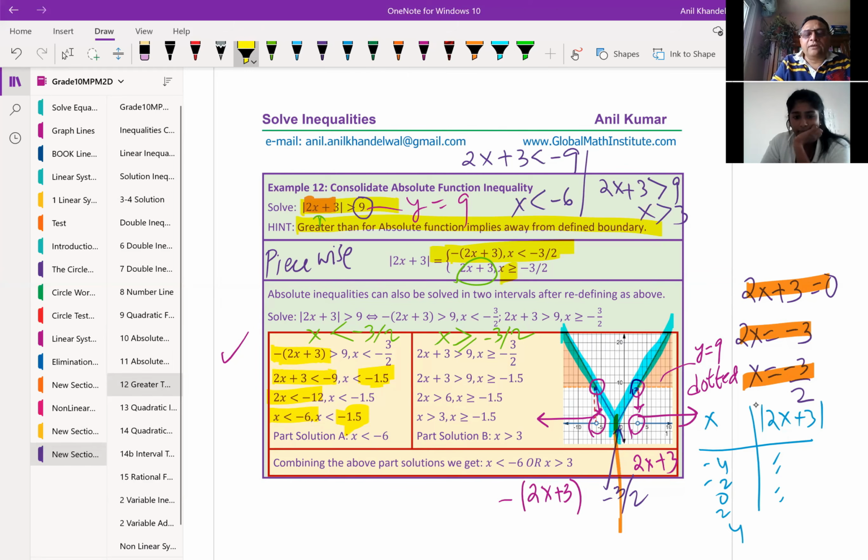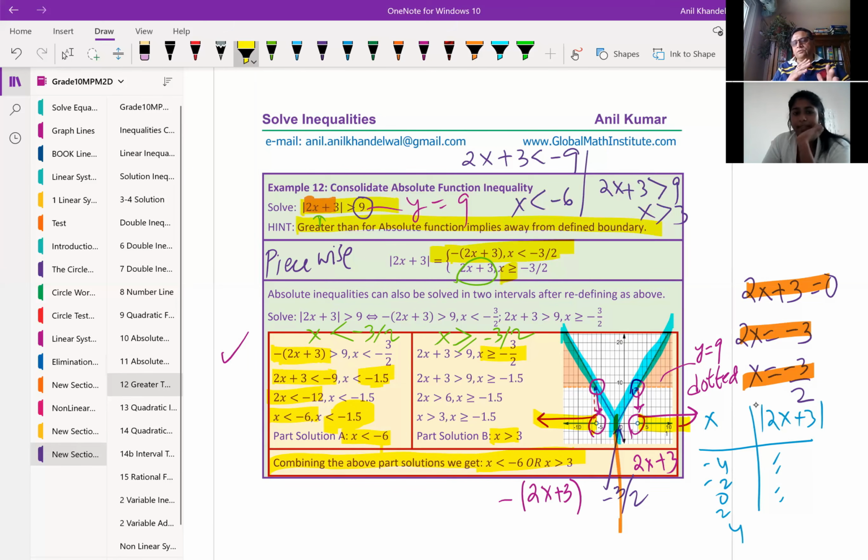When you solve, you get x is less than minus 6. And since x is less than minus 6 and the interval is less than minus 1.5, everything is in your solution, correct? That is one part of our solution for the left side. For the right side, when x is beyond minus 3 by 2, we again solved it. We got x greater than 3. So that becomes another part of the solution. Combining the two with an OR condition, we get our answer. Is that clear to you?